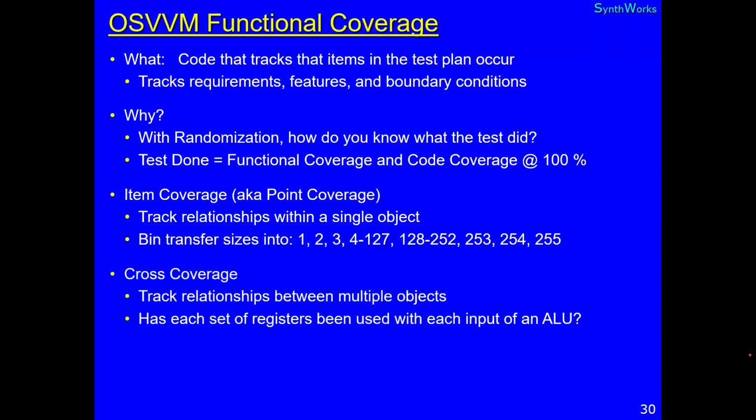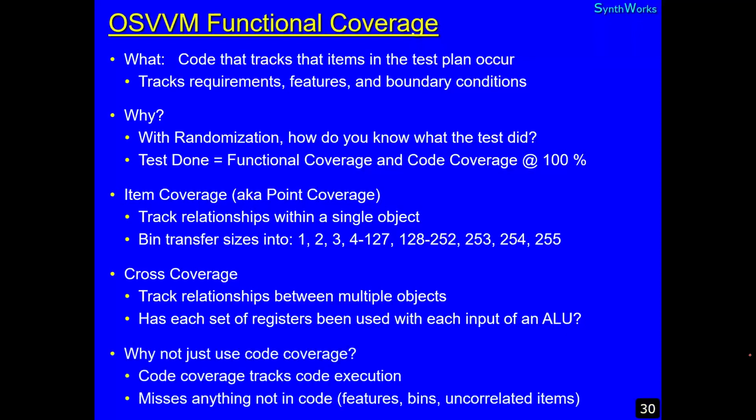Okay, cross coverage. We want to be able to track relationships between independent objects. Okay, so we have an ALU. We want to know that for input 1, each possible selection of registers that can be routed to it have been routed to it and used with each possible selection from input 2. Okay, and that's not something that's in the code, and that's something that's never going to be in the code. Okay, so why not code coverage? Because it can't bin, it can't do cross coverage. Code coverage simply tracks execution of the code.